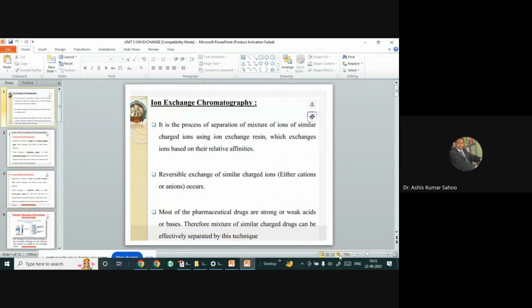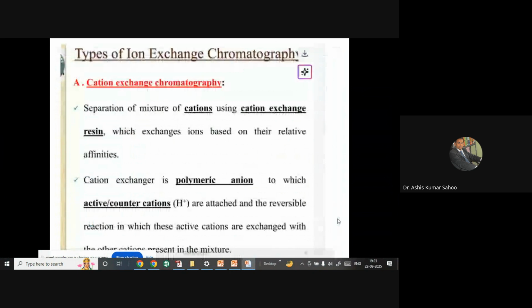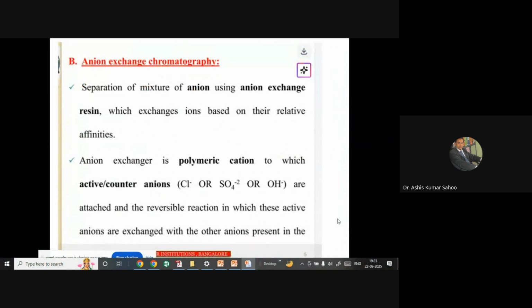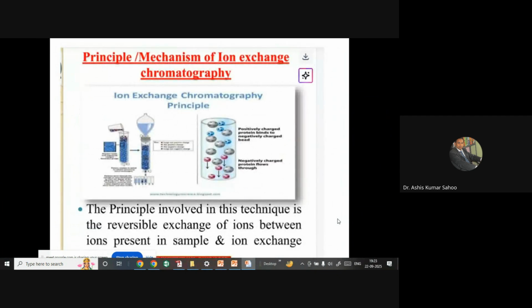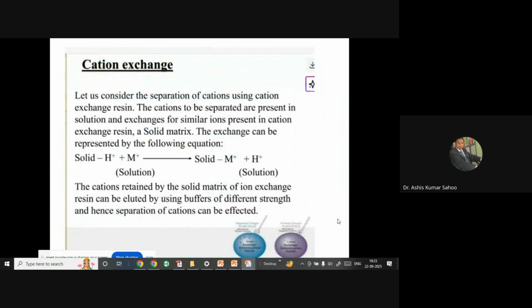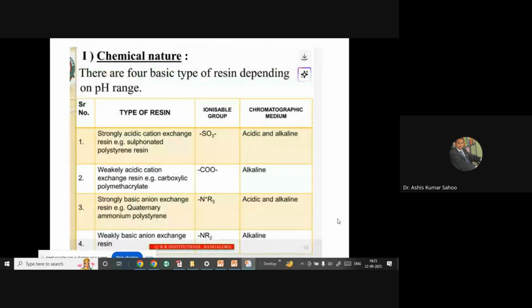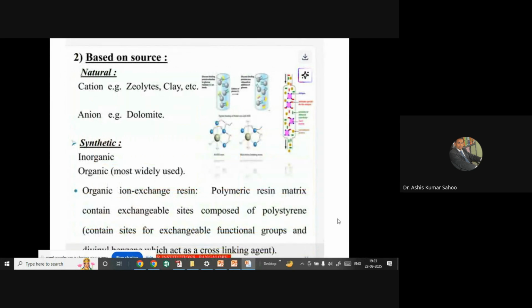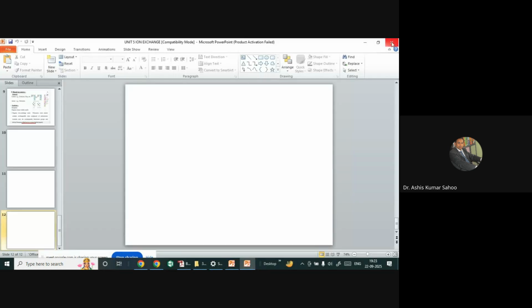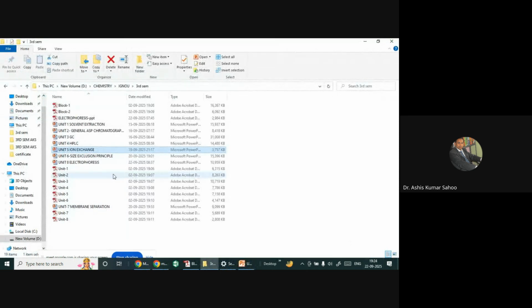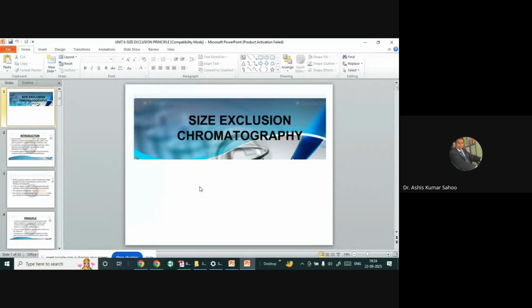So we will see that this is about ion exchange chromatography. So these are the different types.